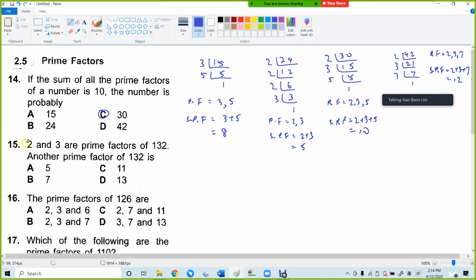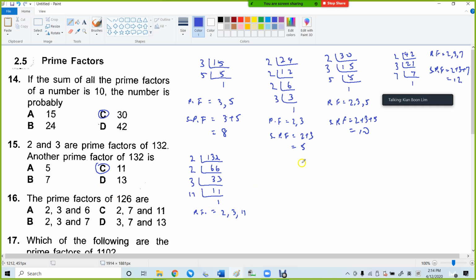And then the next question: 2 and 3 are prime factors of 132. Another prime factor of 132 is what? So what I can do is I just do the repeated division. I divide by 2, 66, and then divide by 2, then 33. I divide by 3, 11. So divide by 11, then 1. So the prime factors of 132 are 2, 3, and 11. So the answer is C.